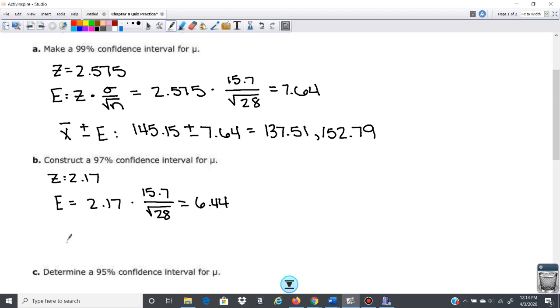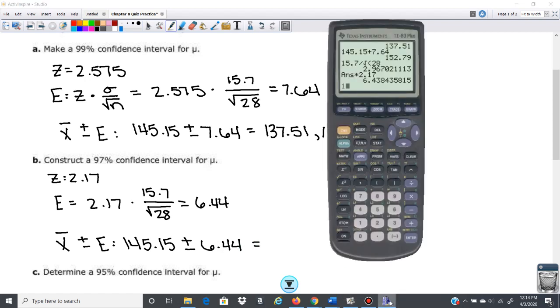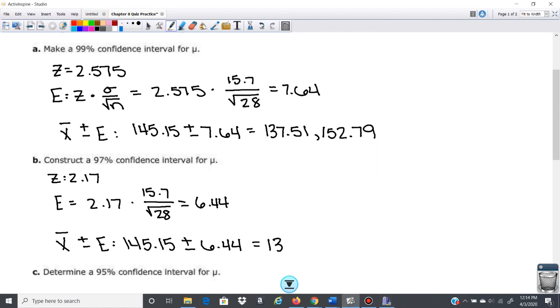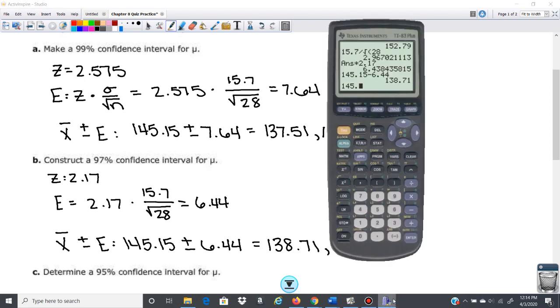And then we're going to do X bar plus or minus our margin of error. So our X bar is still 145.15. We just have a different margin of error here, so plus or minus 6.44. So 145.15 minus 6.44 will give us 138.71. And then 145.15 plus 6.44 will give us 151.59.